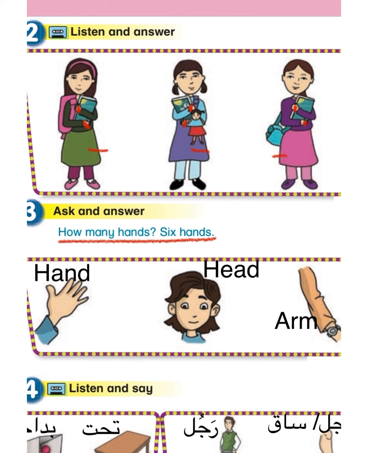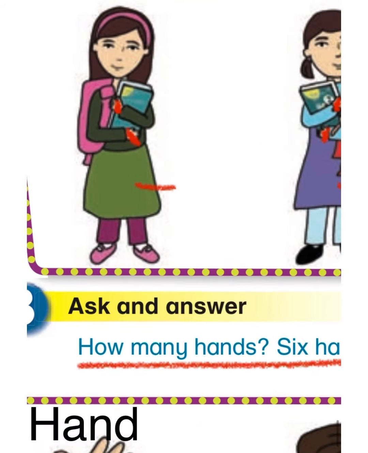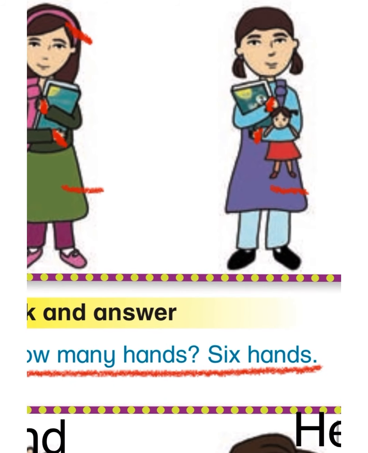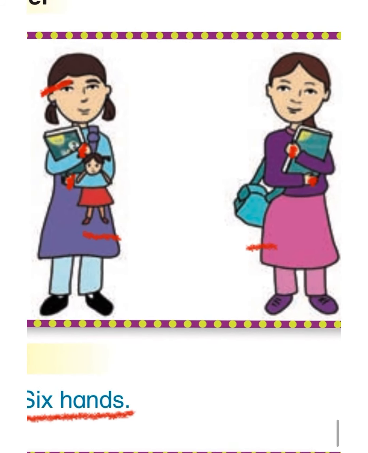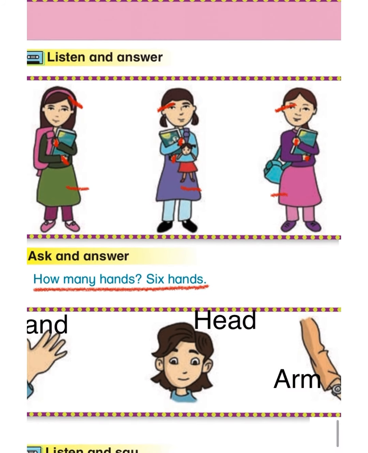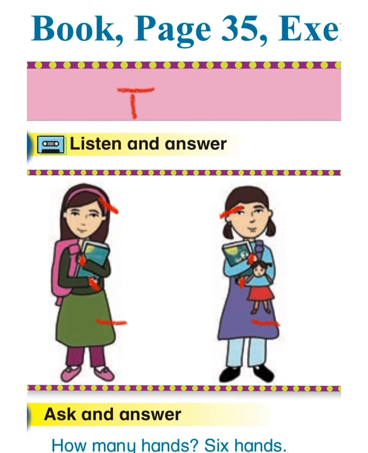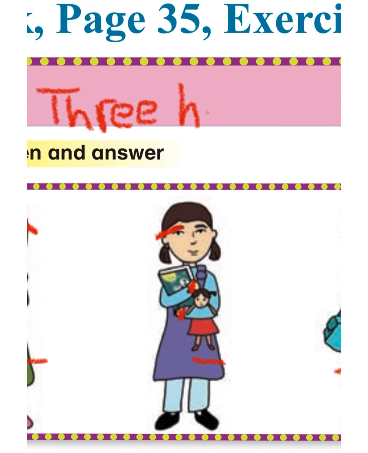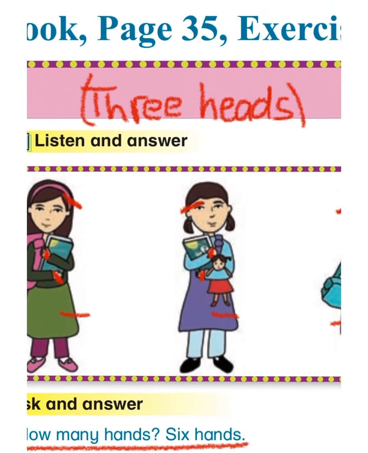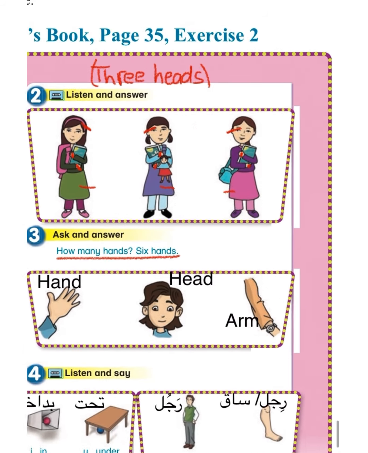How many heads? Head means رأس. Heads يعني رؤوس. كم عدد الرؤوس؟ Let's count them. One, two, three. Excellent. We have three heads. T-H-R-E-E. Three heads. H-E-A-D-S. Three heads. Excellent. Okay.